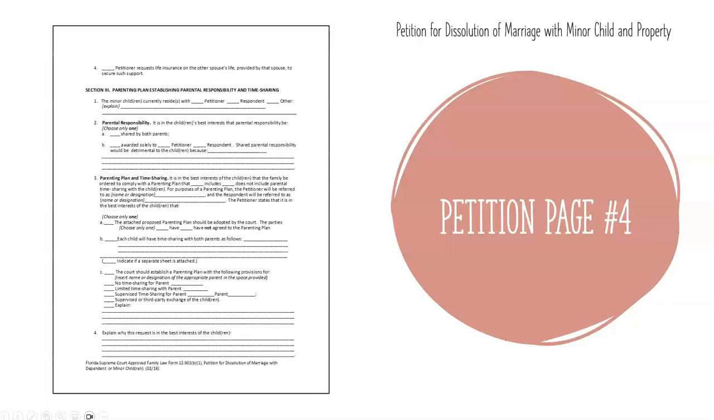In most uncontested divorces, the parenting plan includes shared parental responsibility and time sharing with the minor children. Use the standard parenting plan provided in your document order list, document number 17. On paragraph 3 of the parenting plan section, select line A and indicate that you have agreed to the plan. Complete lines B and C to finalize your agreement. On paragraph 4, explain why the plan is in the best interest of the children.